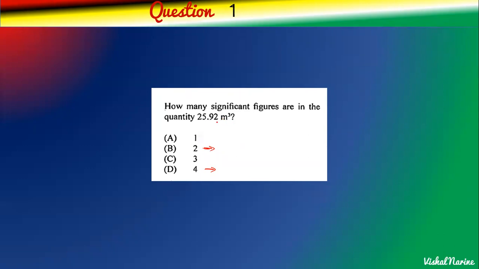It is asking how many significant figures, and each number on screen is a significant number. So it's 1, 2, 3, 4. So the answer there is E. Is D, sorry, 4. All right, so question 1 there is 4.